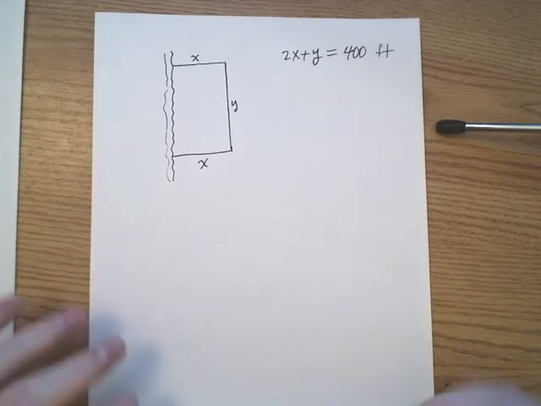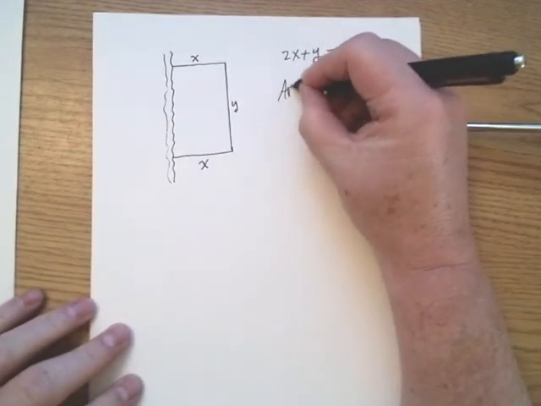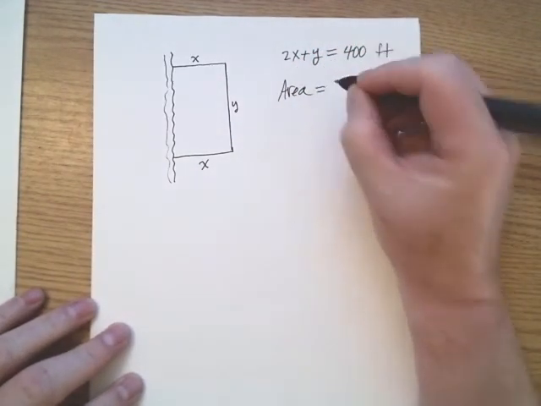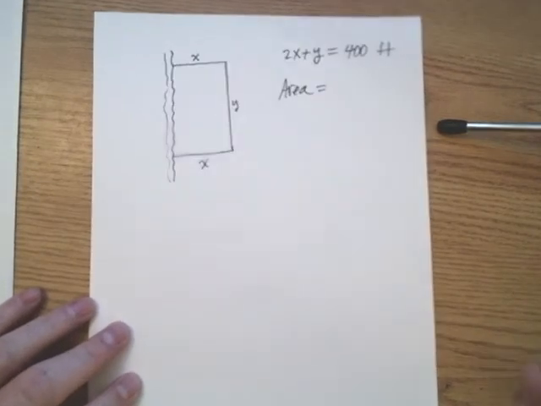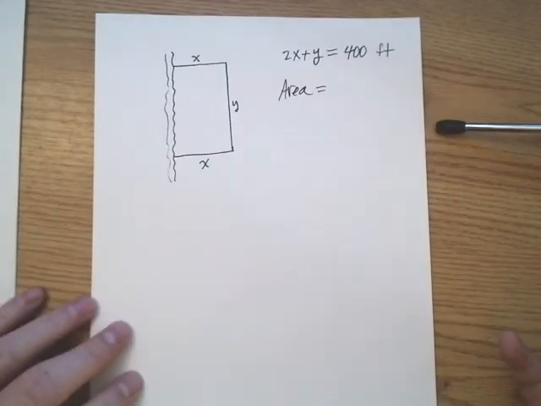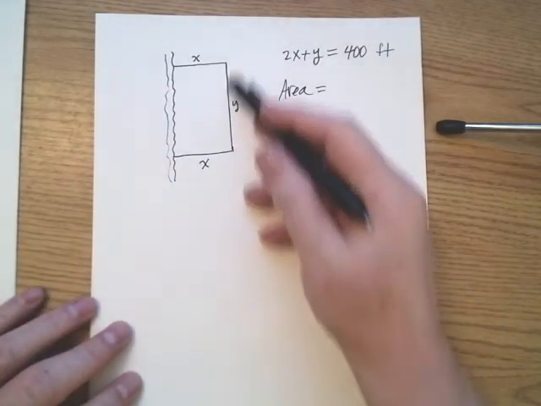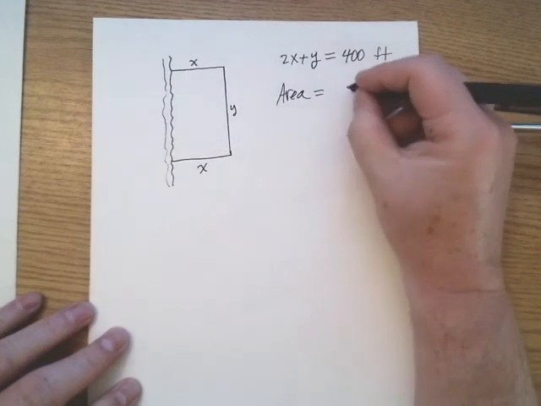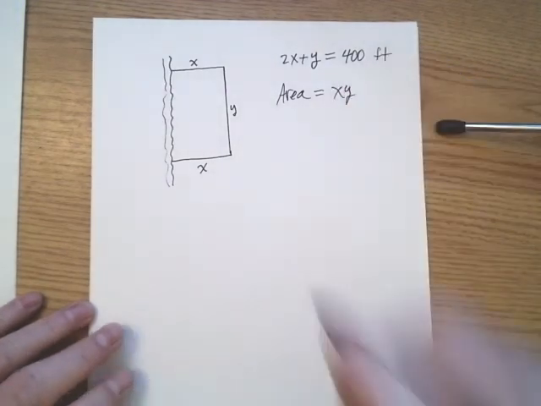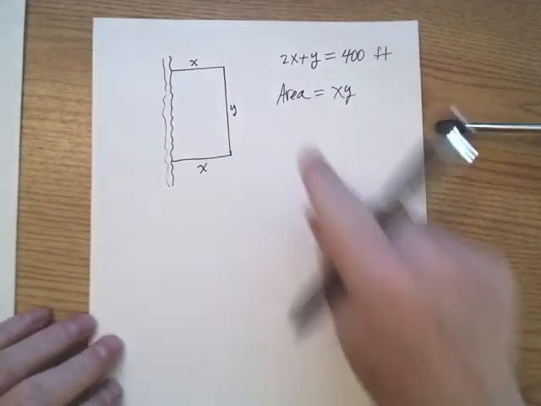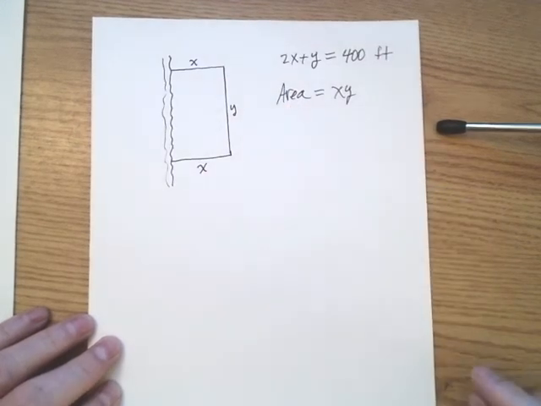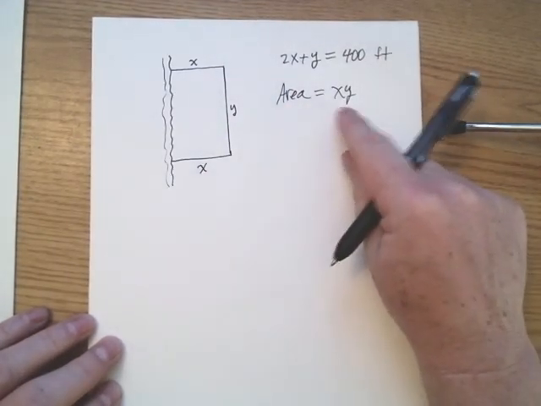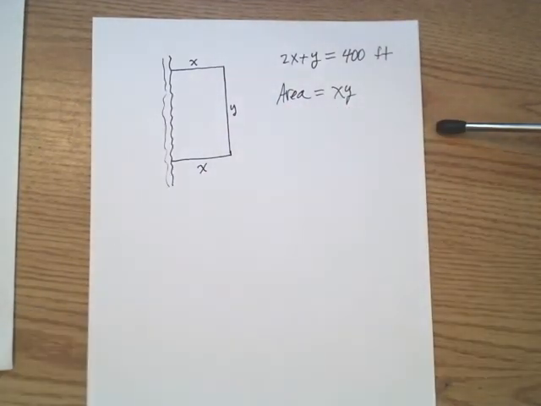Now, speaking of area, what would the area of the pen be? Well, it's rectangular. The area of a rectangle is what? The base times the height, okay? So it's the product of the lengths of two adjacent sides. This would be x times y. Now we're trying to maximize the area of the pen, so we're trying to maximize x times y.